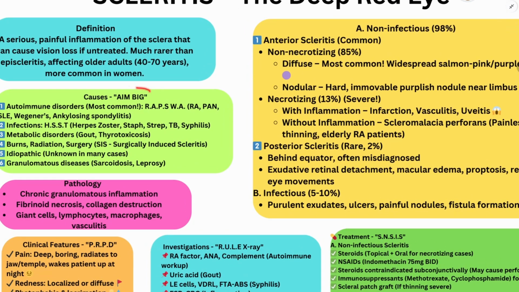So, causes are big. A for autoimmune disorders like rheumatoid arthritis, PAN, SLE, Wegener's, ankylosing spondylitis, and I for infections like herpes zoster, Staph aureus, etc. and metabolic disorders like gout, thyrotoxicosis, and also burns, radiation, surgery, and some cases are unknown, idiopathic. And granulomatous diseases, for example sarcoidosis and leprosy, lead to scleritis.